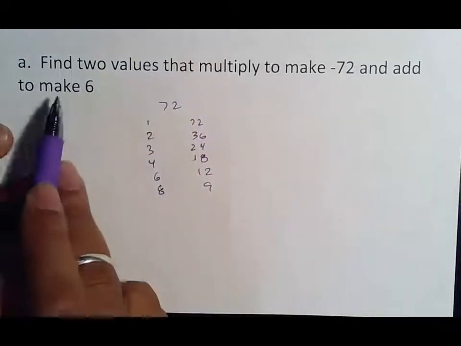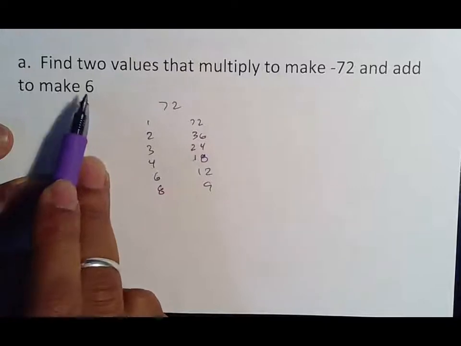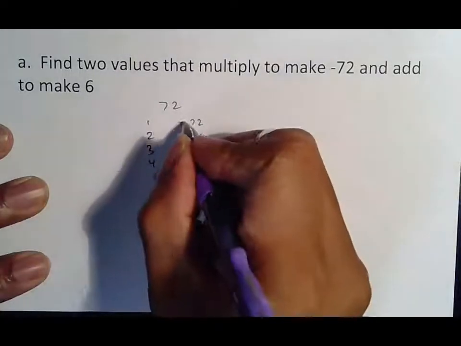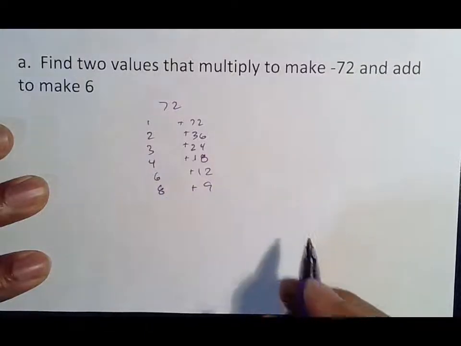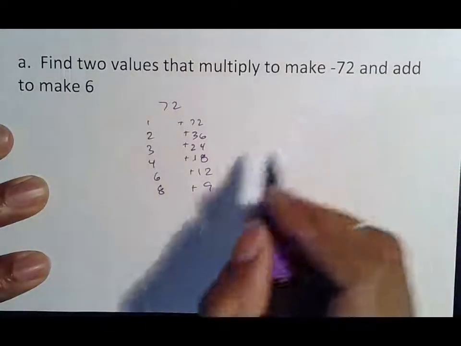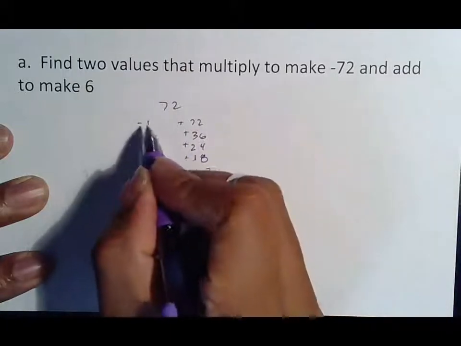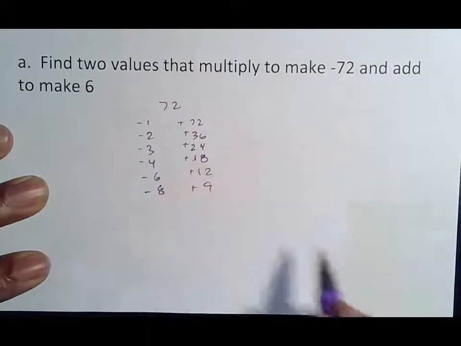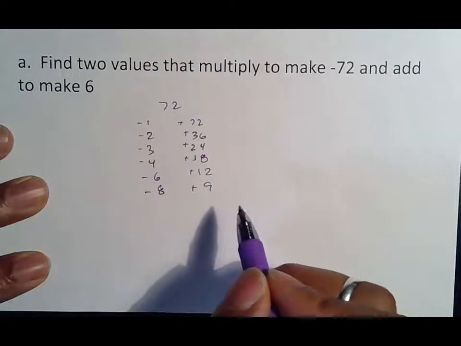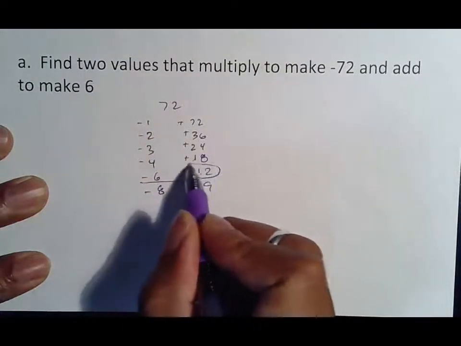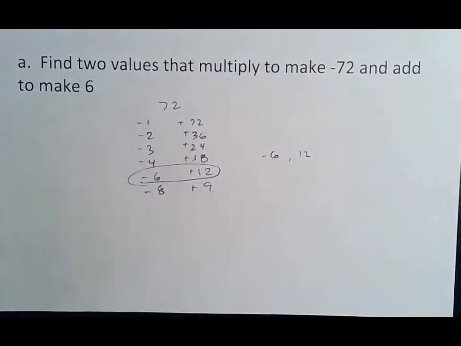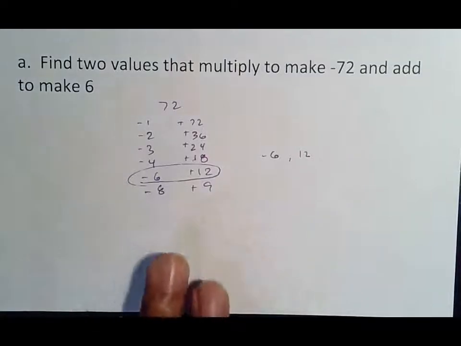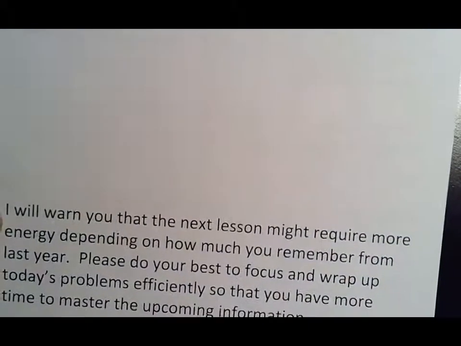Here's what we need. It adds to make a positive 6, which means my bigger number must be positive. That is why you want to make sure your table has a big side and a small side. But it multiplies to make negative 72, and the only way you multiply to make negative 72 is if the signs are different. So which one of these makes 6? Subtracting would be our part, would be negative 6 and 12. The skill will be important next week. Make sure you are ready for it when it pops up.